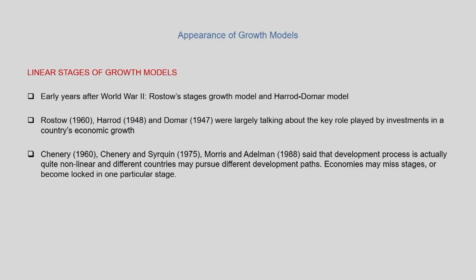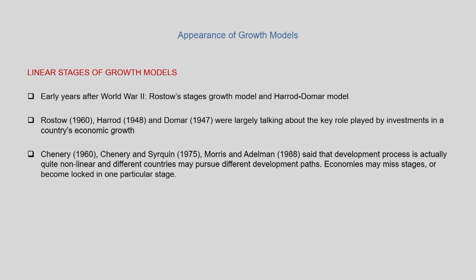The first category of economic growth models, the linear stages of growth models, can be considered as the first generation of economic development models, formulated in the early years after the Second World War. These early models focused on the utility of massive injections of capital to achieve rapid GDP growth rates. There were two famous models that can be classified under the linear stages of growth models: one is the famous Rostow's stages of growth model, and the second is the Harrod-Domar model.